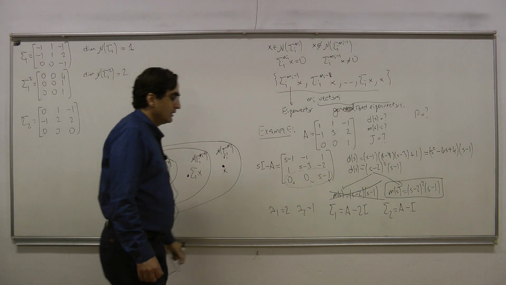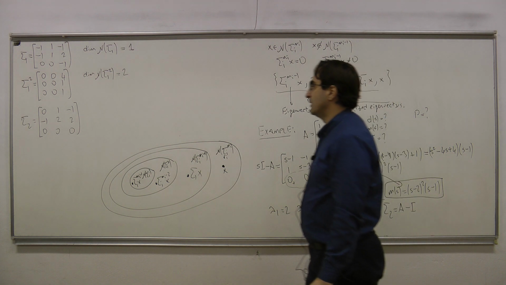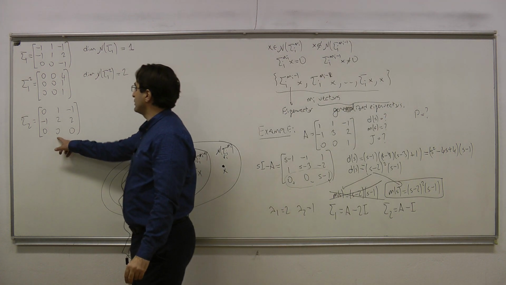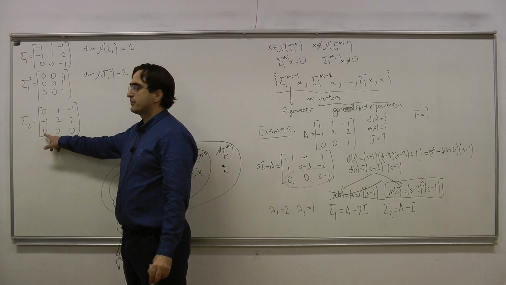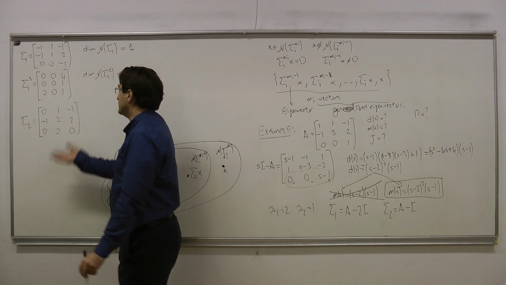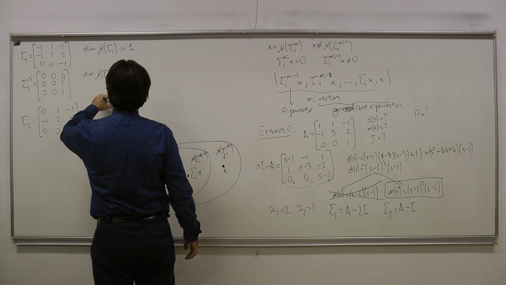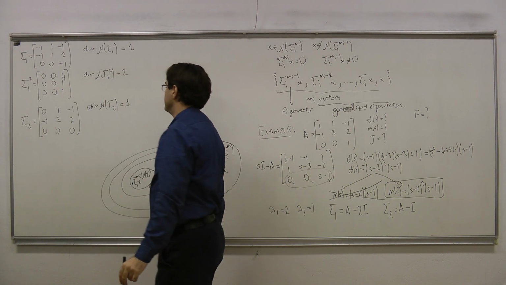So now how many linearly independent columns does this matrix have? I see that these 2 columns are linearly independent, therefore the third one cannot be linearly independent with these ones. So that means that the rank is 2, and the dimension of the null space of sigma 2 is 1.